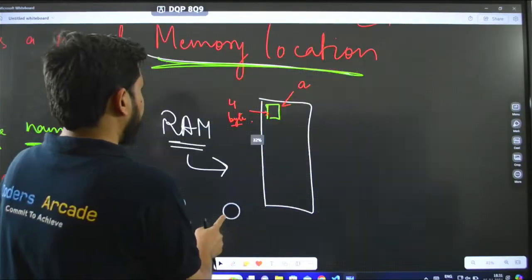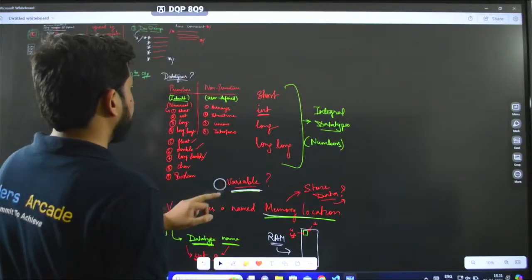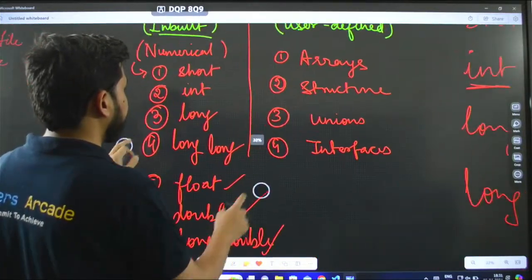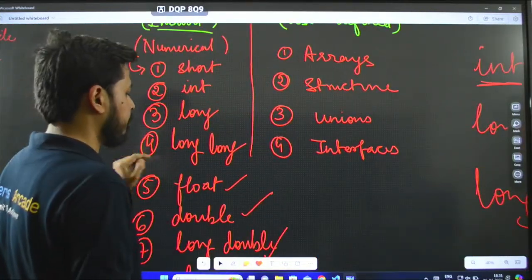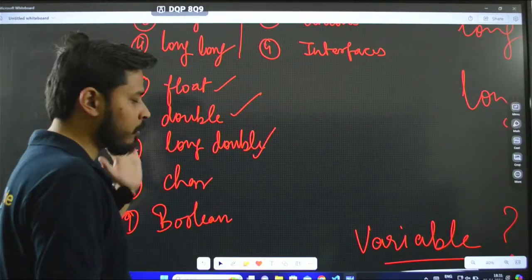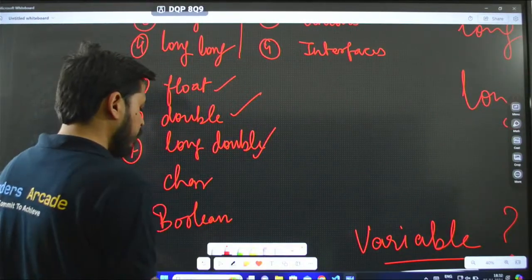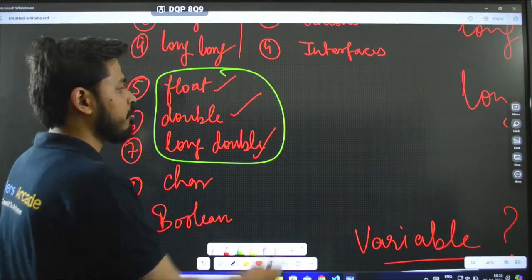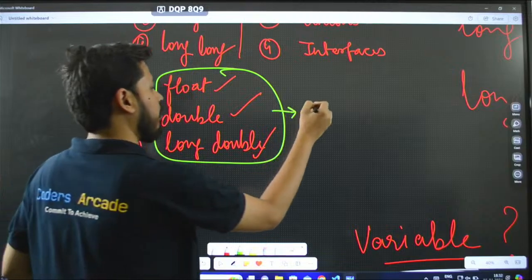I believe the variable concept is clear, and we have understood the difference between short, int, long and long long. Now let us come to float. Float, double and long double are the three categories where you will see that these are again numbers but of decimal type.